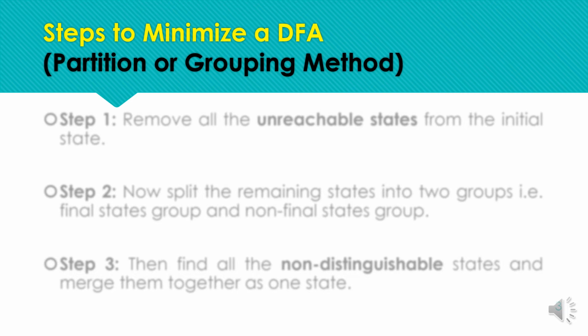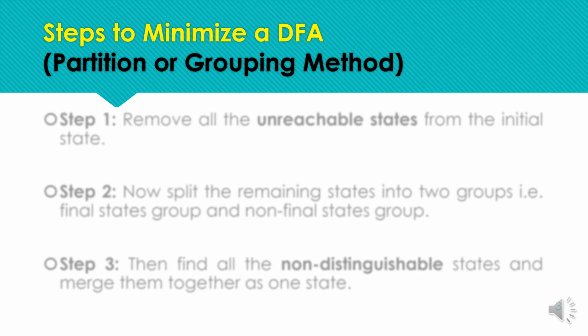So now the steps to minimize a DFA. There are many procedures to minimize a DFA, like the hit and trial method and other methods also. So we are going with the partition or grouping method. This is the name of the method, partition or grouping method. In the exam there must be a question for minimization of DFA using the partition or grouping method only. So don't go for other hit and trial like methods from any local book. You have to follow this partition or grouping method only for the minimization procedure.